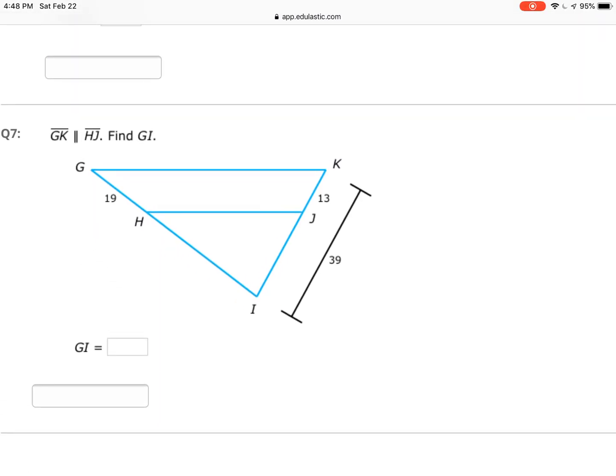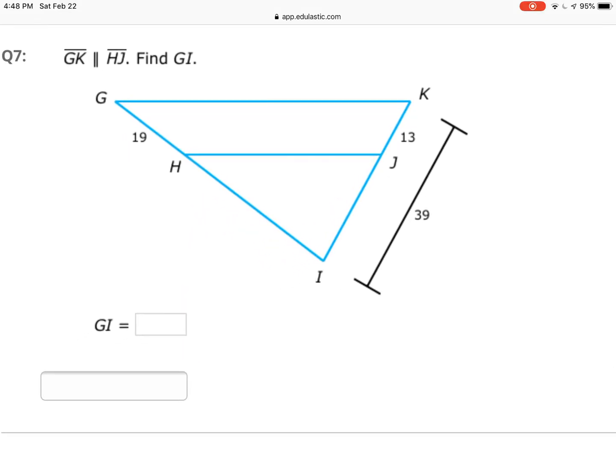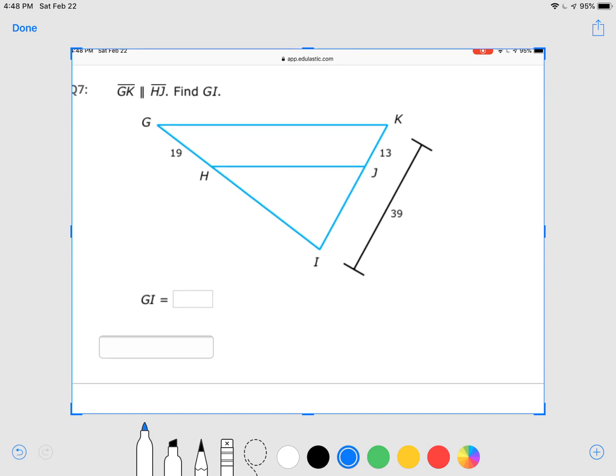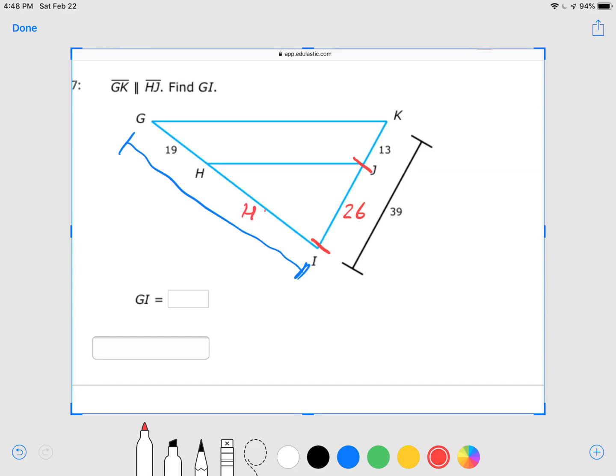Last one. So, question 7. Again, you don't have to relate entire portions of the triangle. So it says GI, we're looking for GI. Okay, so GI is this entire side. Okay, this portion right here from J to I is 39 minus 13, which is 26. Because the whole thing's 39, and there's 13 from here to here. Okay, so what we can do is we can figure out what HJ is, and once we do that, we can just add it to 19.